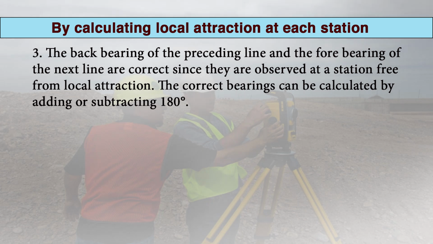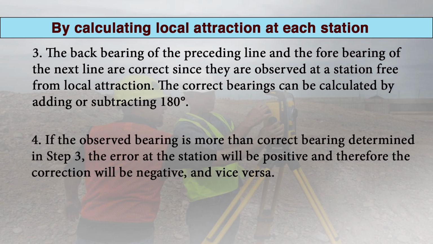The correct fore bearing of the preceding line or back bearing of the next line may be calculated by adding or subtracting 180 degrees, as the case may be, and thus the correct bearing is obtained. In the fourth step, if the observed bearing is more than the correct bearing as determined in step 3, the error at the station will be positive and therefore the correction will be negative, and vice versa. And in the last step, the bearings of the lines are thus corrected one by one in succession.